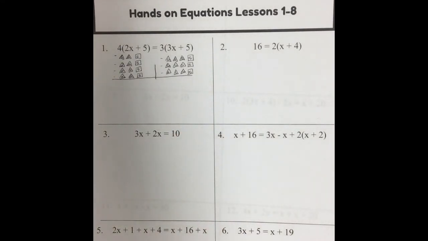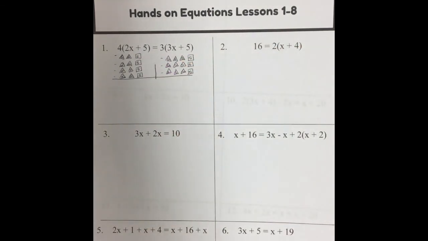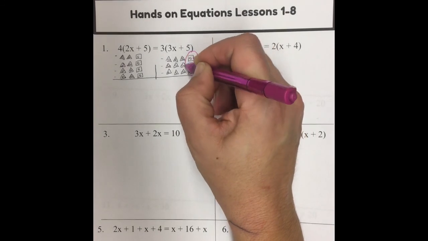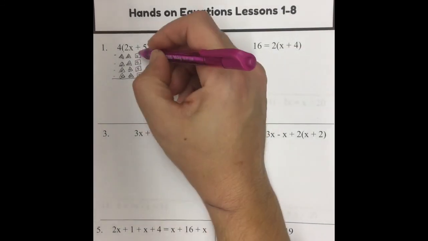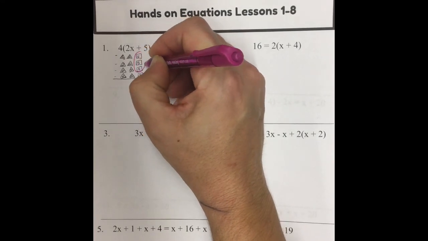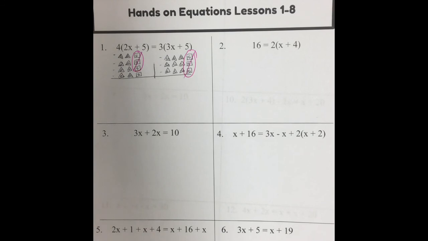All right, so I've got my setup. And the first thing I notice is I've got several 5s on this side and 5s on this side, and I know the rule is I can take the same number off the left and the right sides at the same time. So I'm going to take all 3 of my 5s off of the right side, which means I also need to at the same time take 3 5s off of the left.